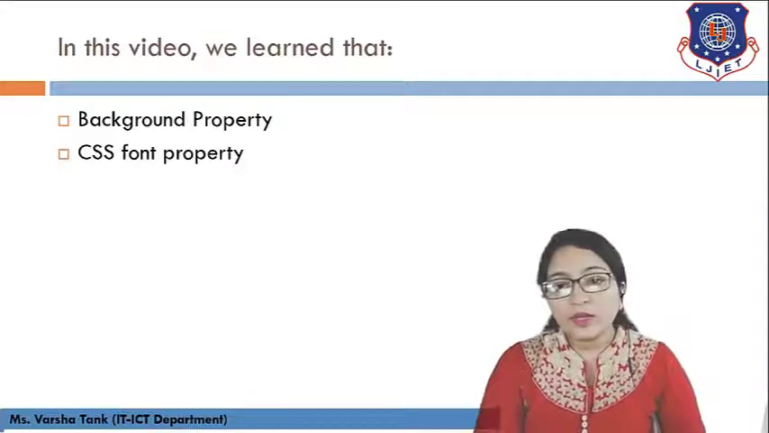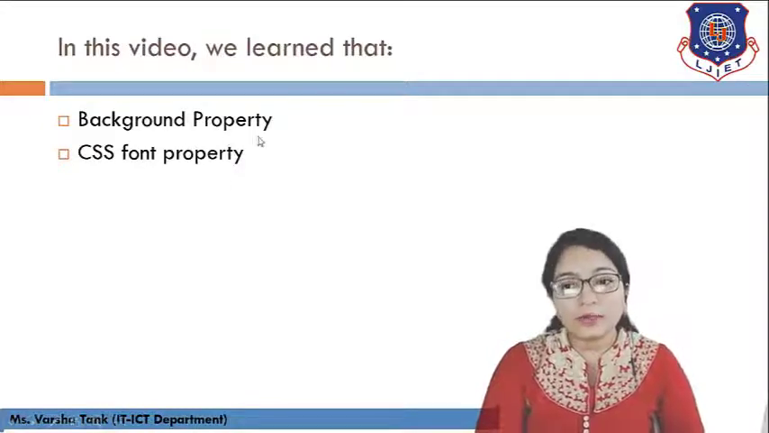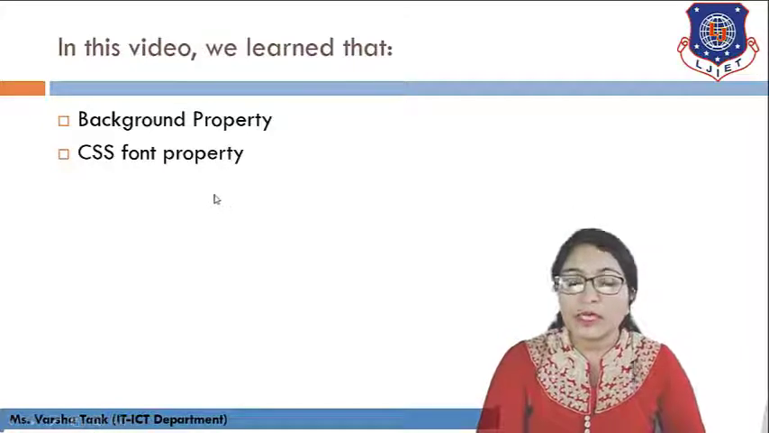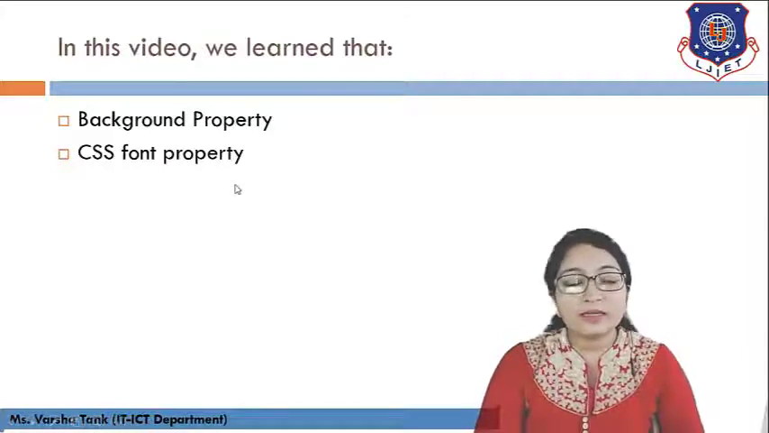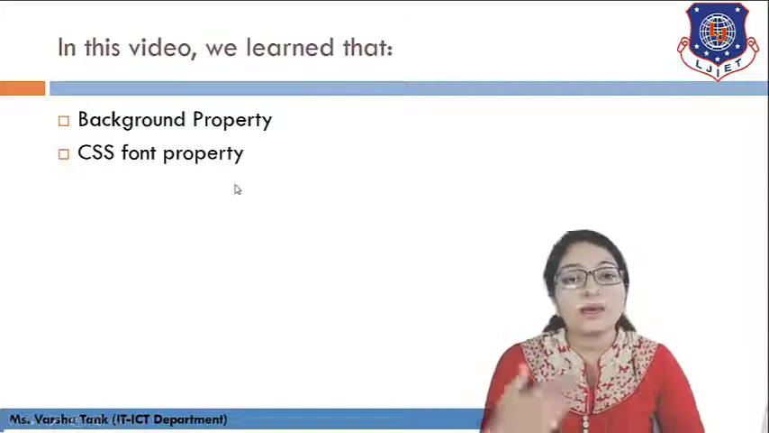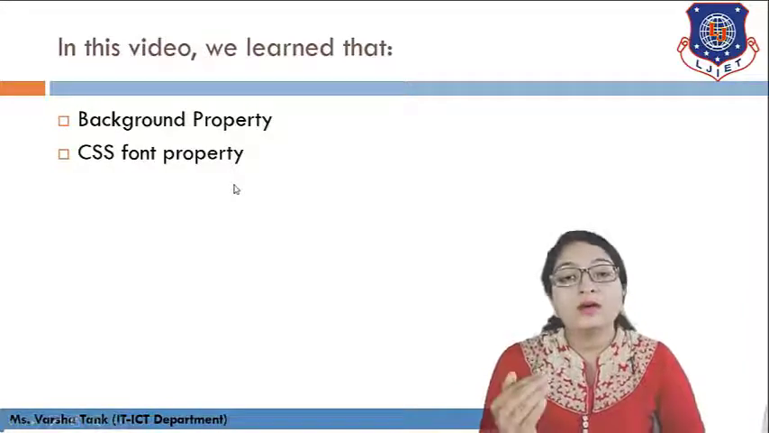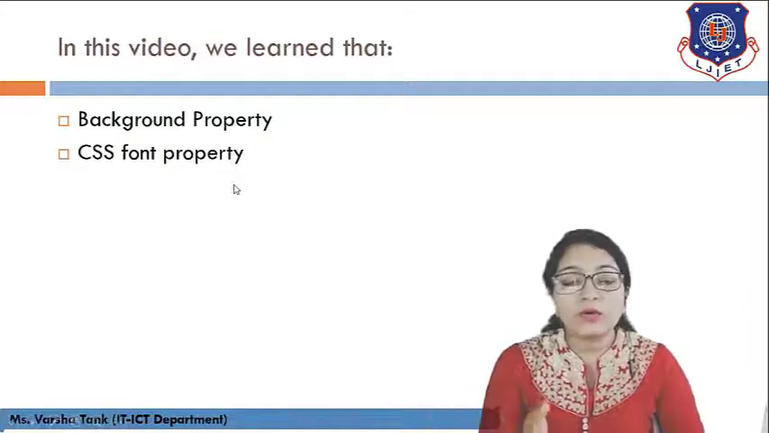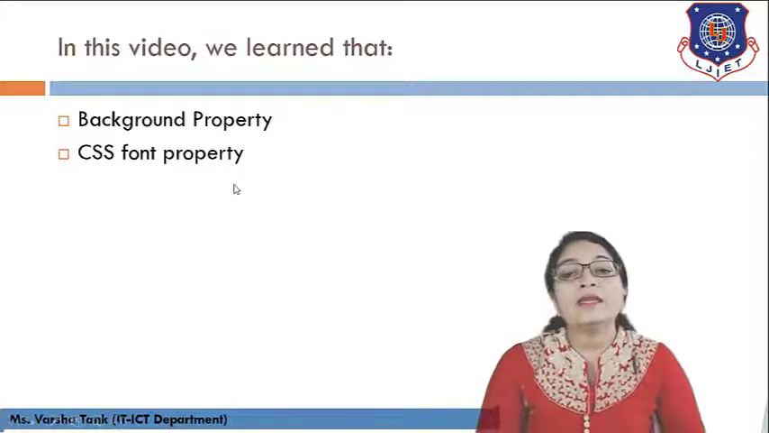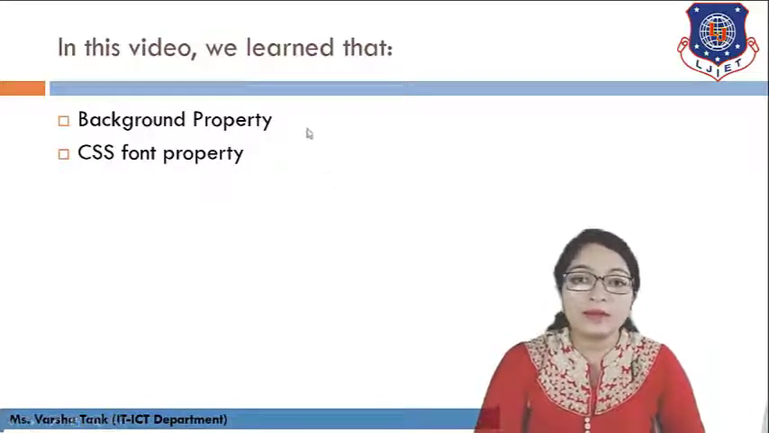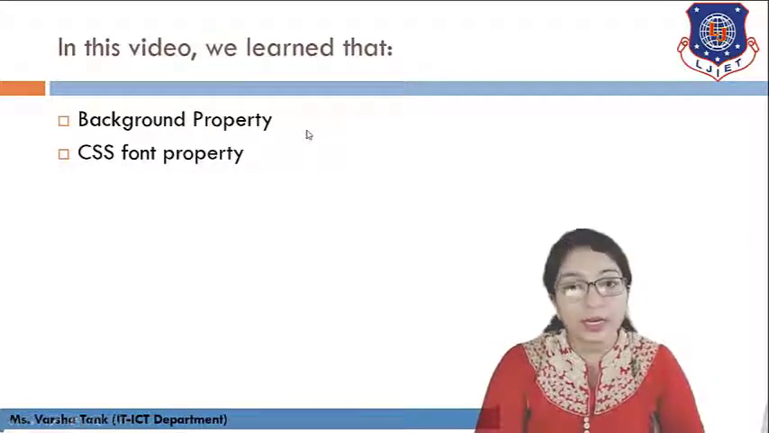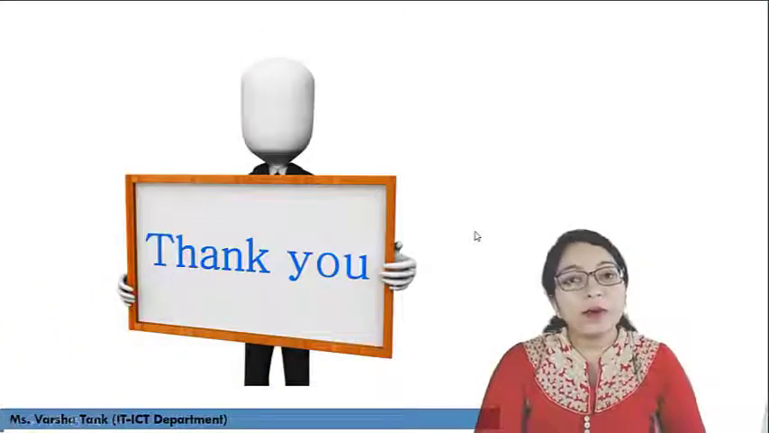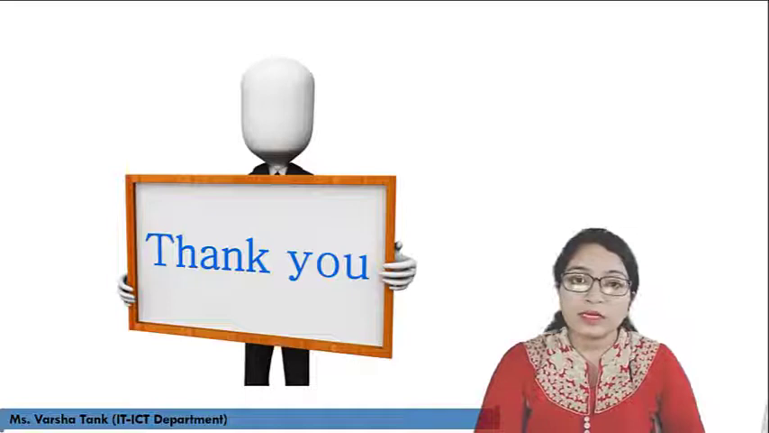Now in this video we learned the background property and the CSS font property. In the background property we learned how to repeat the image, how to apply the background color, how to repeat horizontally and vertically, and what to do if you don't want to repeat. In the CSS font property, you can apply different font styles, different font weights, different font sizes, and you can define the responsive font. So this is all about this lecture. The remaining interesting topics we will cover in the next lecture.